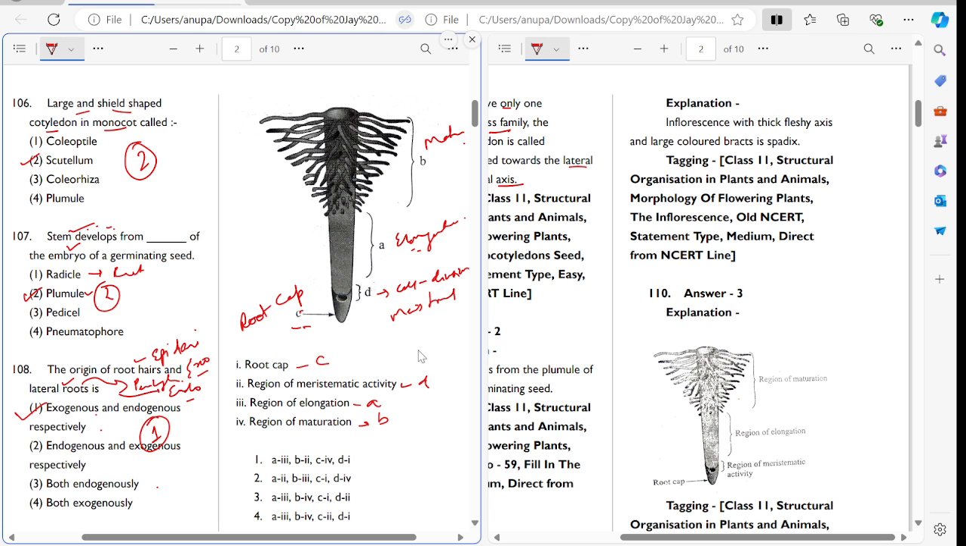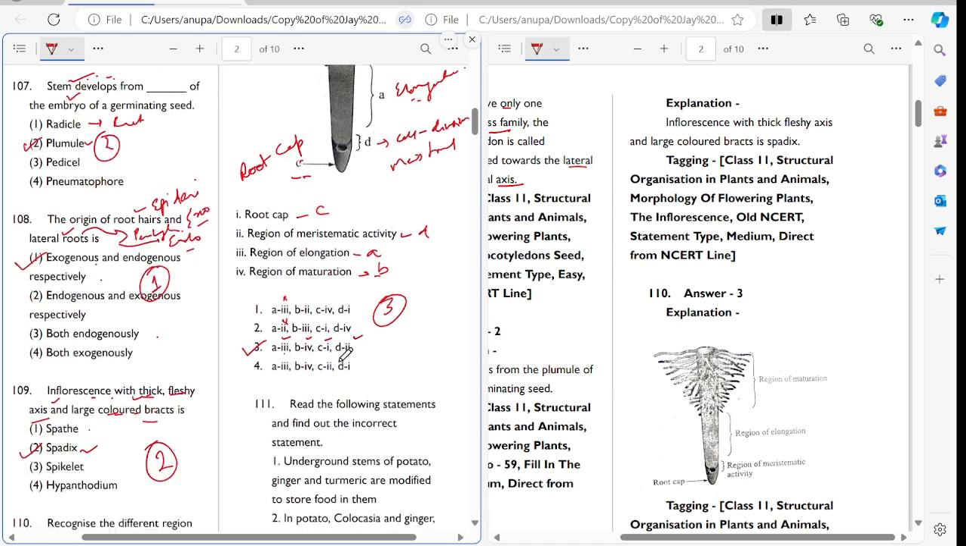So let's see the options. In the first option, A matches with 1. This is wrong. Option 2 has A matching with 2. This is also wrong. In the third option, A matches with 3. This is right. B matches with 4, yes, this is also correct. C matches with 1, this is also correct. And D matches with 2, this is also correct. So the correct answer of this question will be option number 3.